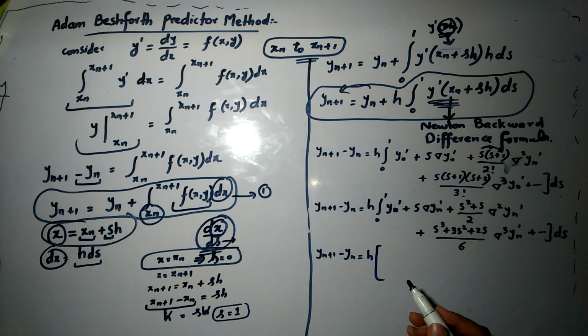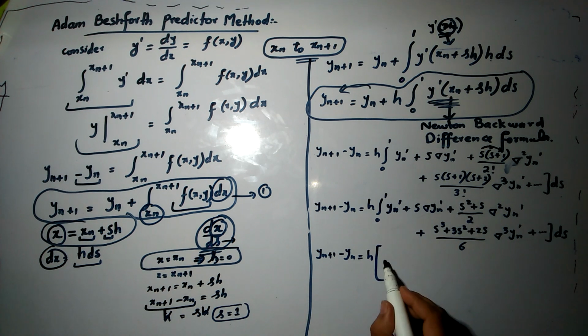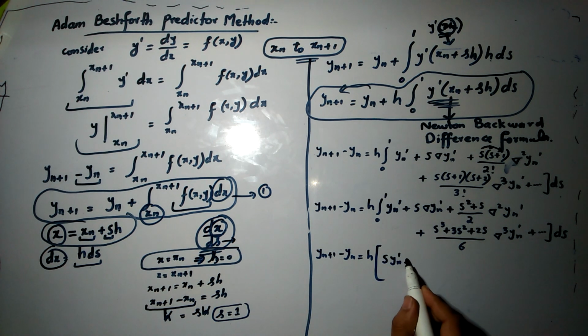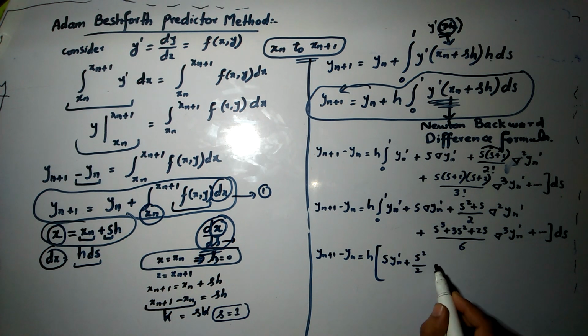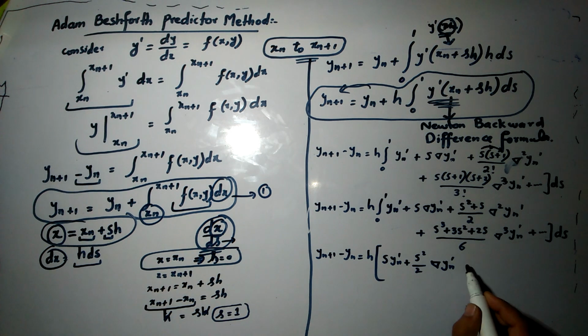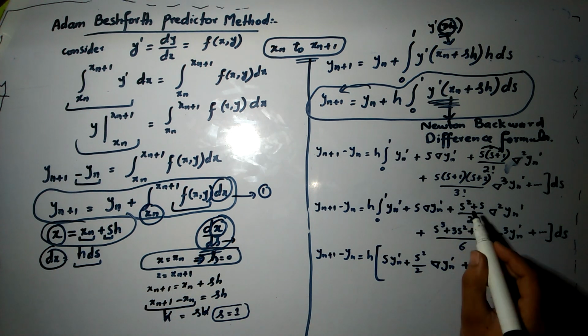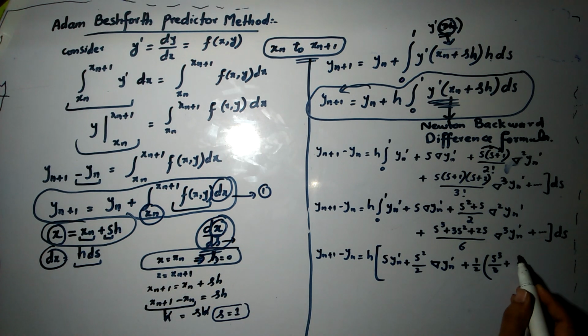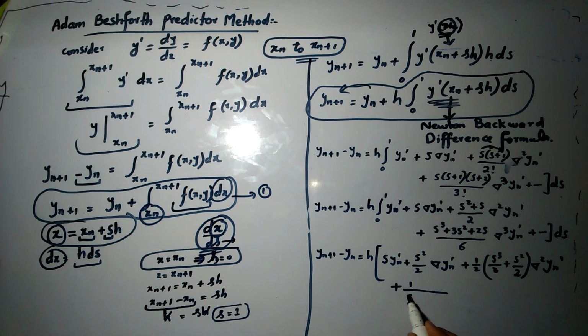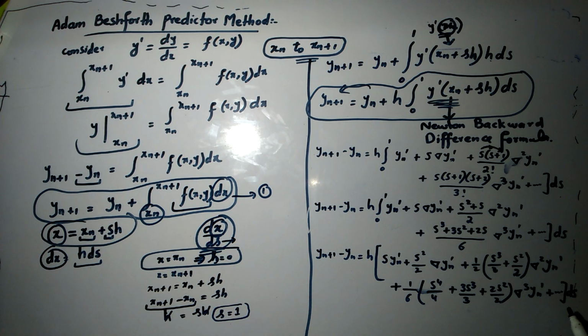After applying the formula for integration, integration of 1 will be equal to s y_n' plus integration of s will be s square over 2 delta y_n plus 1 over 2 integration of s to s3 over 3 plus s2 over 2 delta square y_n' plus 1 over 6, this will become s4 over 4 plus 3s3 over 3 plus 2s2 over 2 delta 3 y_n' plus up to so on, ds.